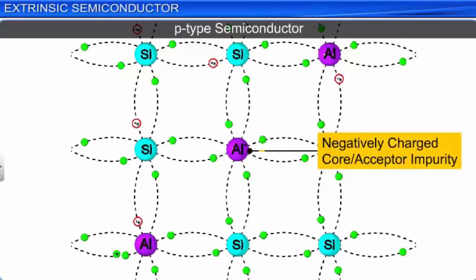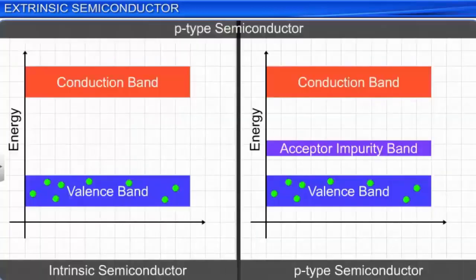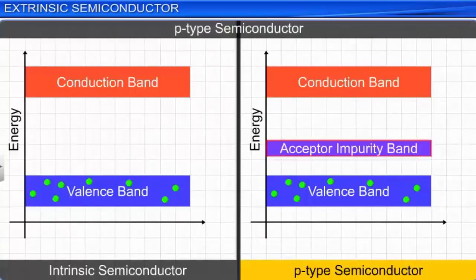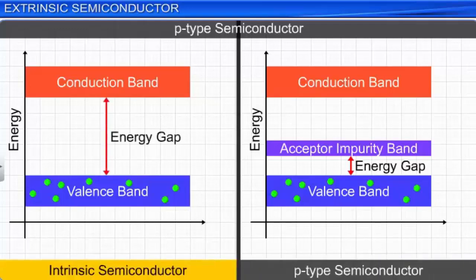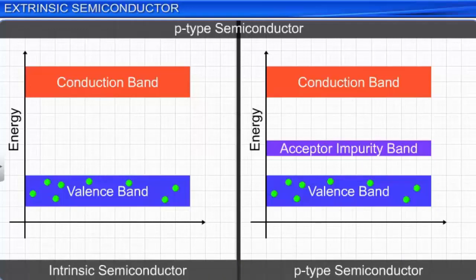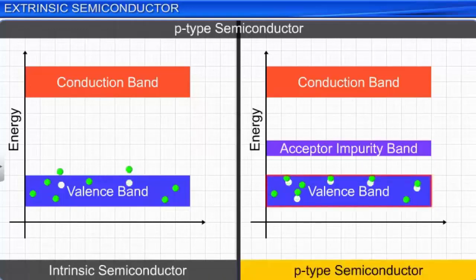A p-type semiconductor has an acceptor impurity energy band that lies just above the valence band. Thus, the free electrons can leave the valence band by covering a much smaller energy gap as compared to an intrinsic semiconductor. Valence electrons in a p-type semiconductor can move from the valence band to the acceptor impurity energy band even at room temperature to create holes in the lattice. Thus, electrical conductivity of a p-type semiconductor is much better than an intrinsic semiconductor.